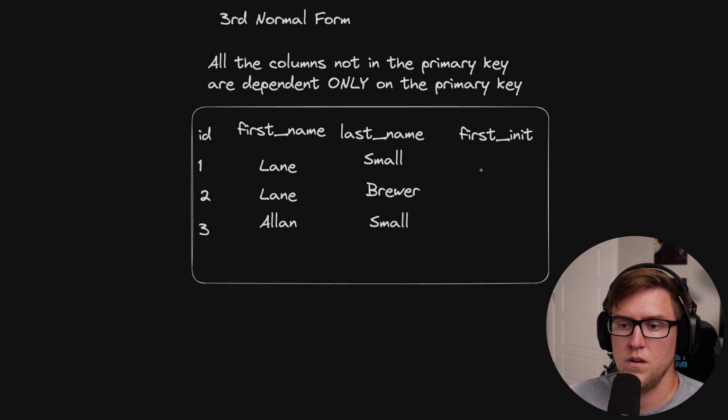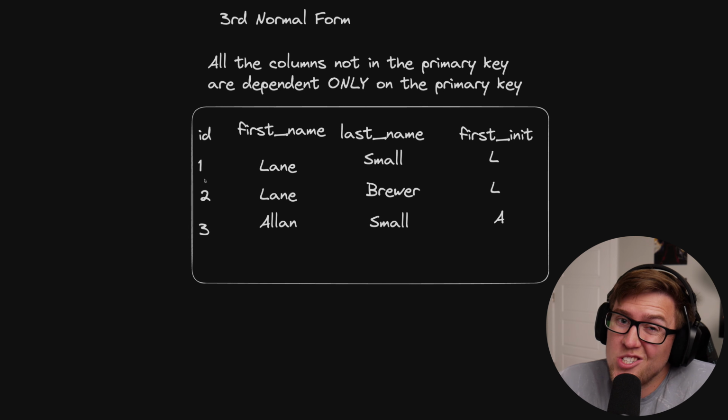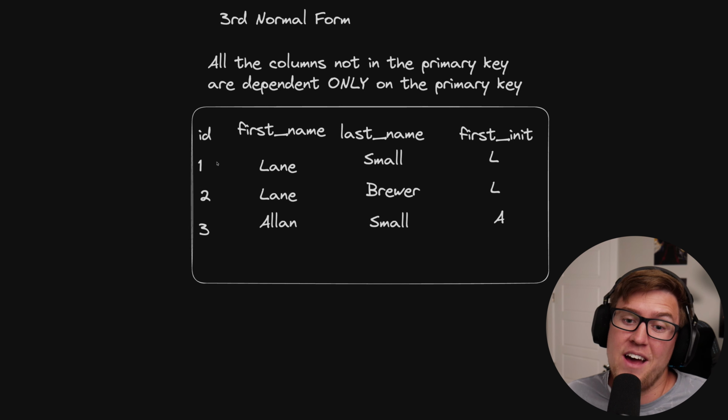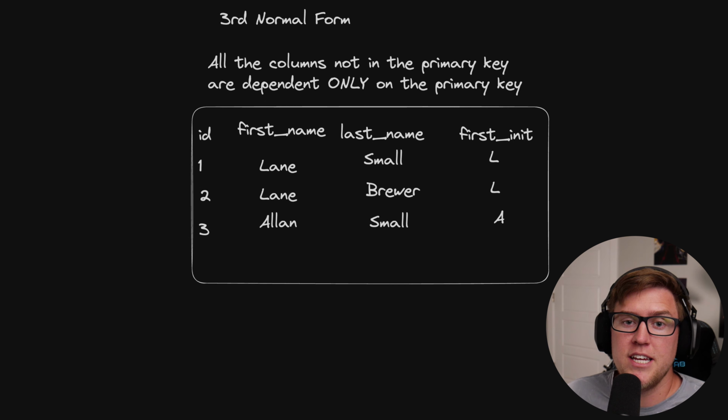And then here we've got L, and A. Whew, okay. Now, notice, this table actually does adhere to second normal form, technically, right? Because, yes, first initial is completely dependent on first name, but first name is now not part of the primary key. So it does adhere to second normal form. I'd argue that it's a pretty stupid academic distinction. Really, we have the same problem. We're duplicating data.